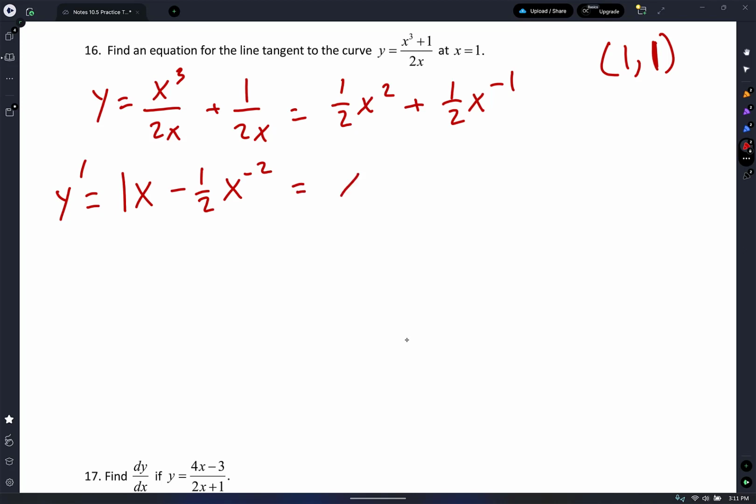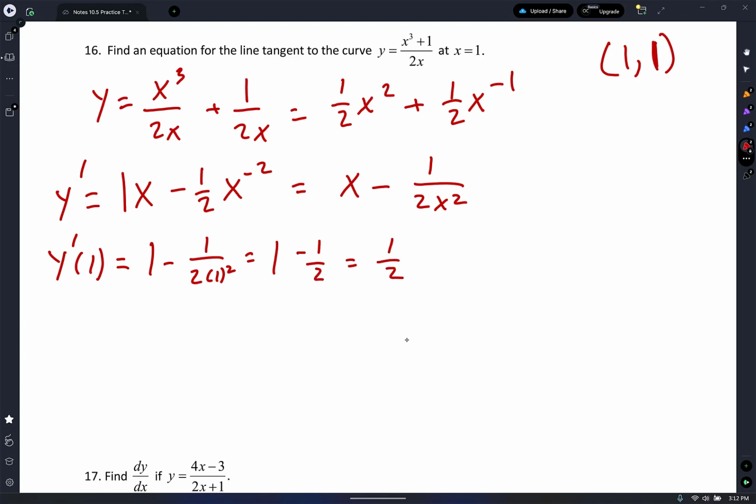So let me fix this. Y prime equals 1 minus 1/2 x to the negative 2. Y prime of 1 equals, I'm just plugging in a 1. 1 minus 1/2 times 1 squared. So 1 minus 1/2 is just 1/2. Are we okay? What's my tangent? Y minus 1 equals 1/2 times (x minus 1).